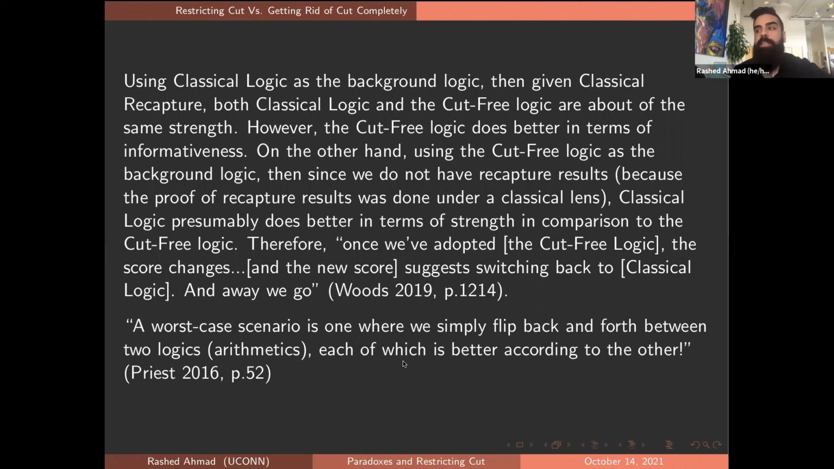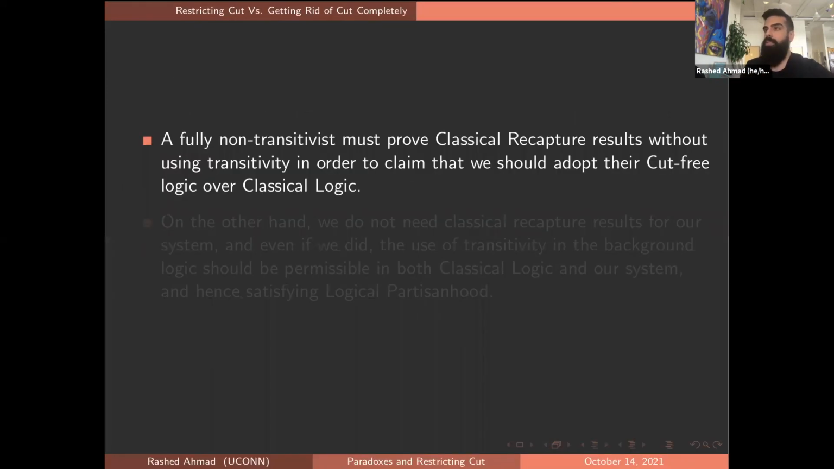A worst case scenario is one where we simply flip back and forth between two logics, each of which is better according to the other. So a fully non-transitive theorist must prove classical recapture results without using transitivity, without using modus ponens, argument by cases, explosion, and so on, in order to claim that we should adopt their cut-free logic over classical logic.